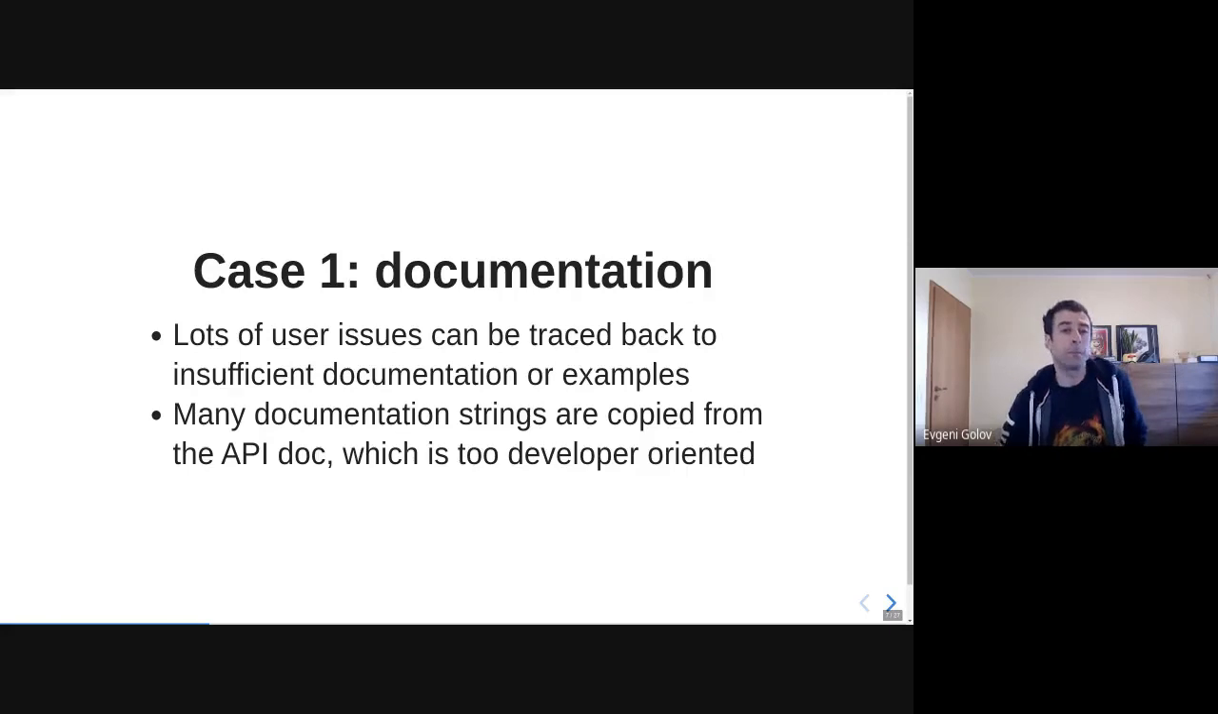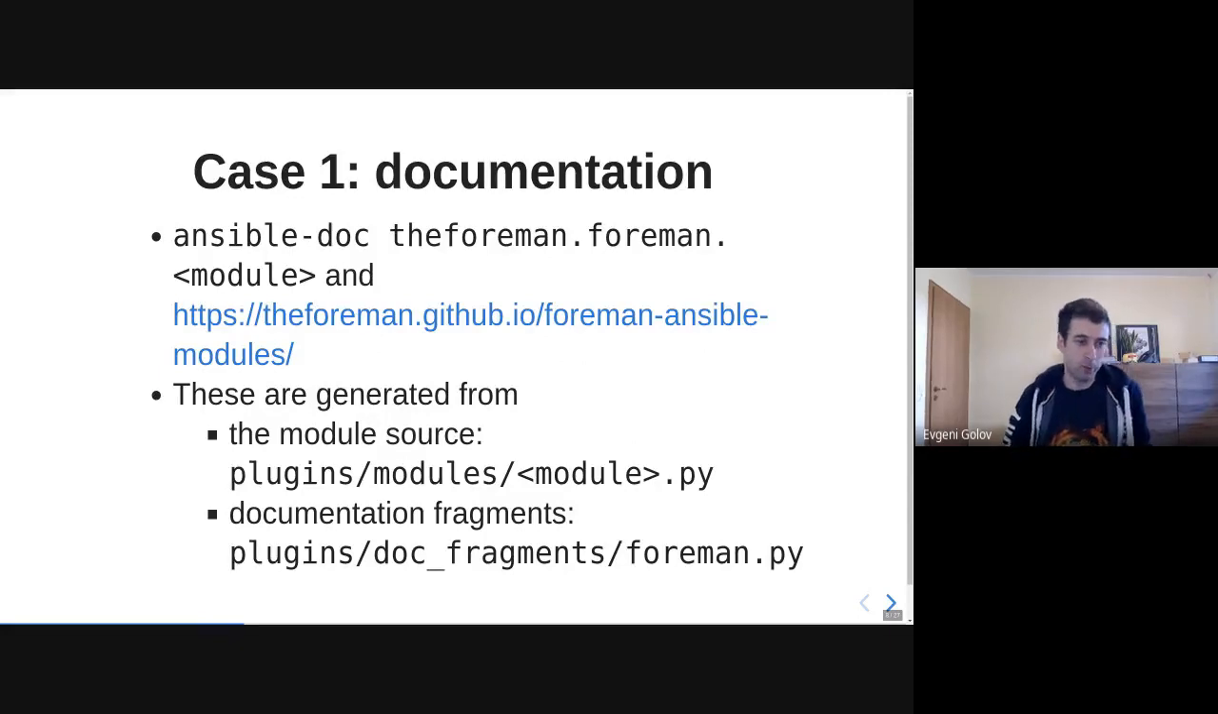Whenever you need to read documentation, you can do this online on the Foreman github.io/foreman-ansible-modules, or using ansible-doc, the foreman, and the module name. The documentation is generated from the module source code, so there is no special file that would contain only documentation for any module. It's part of the module itself.